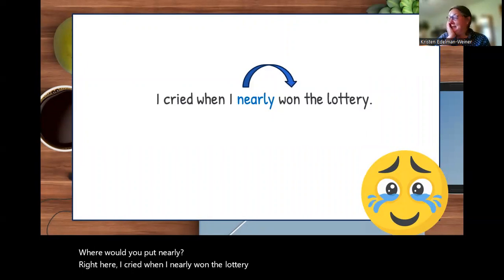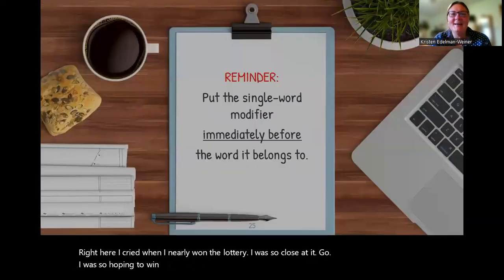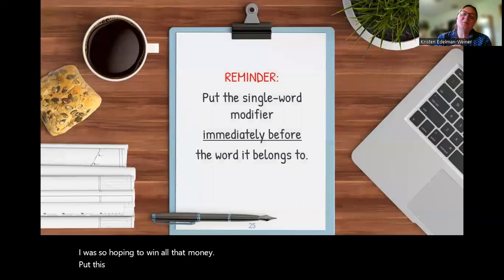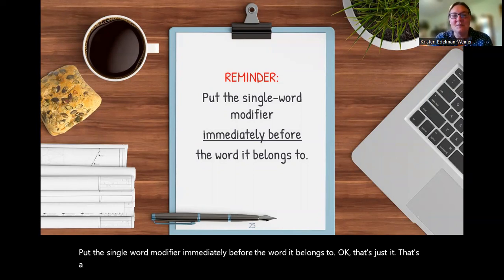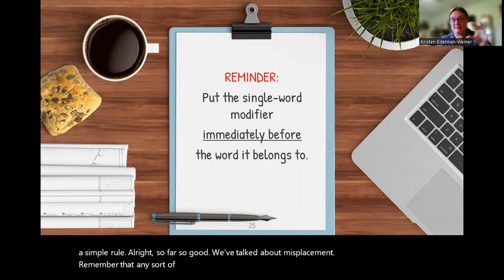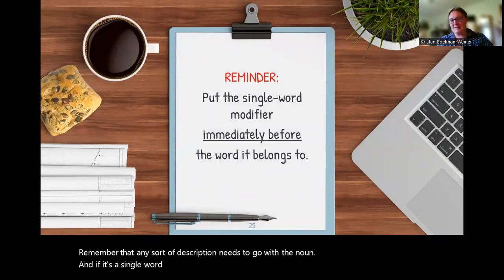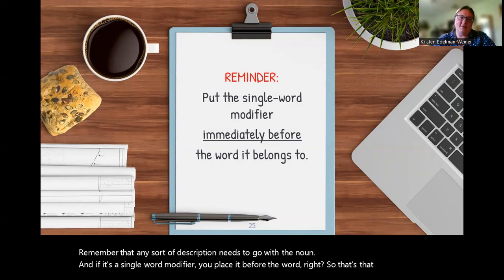Oh, I was so close to going. I was so hoping to win all that money. Put the single word modifier immediately before the word it belongs to. Okay, that's just it. That's a simple rule. All right, so far, so good. We've talked about misplacement. Remember that any sort of description needs to go with the noun. And if it's a single word modifier, you place it before the word, right? So it's modifying or changing.